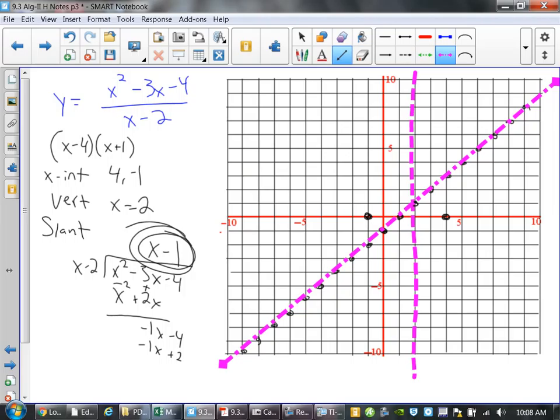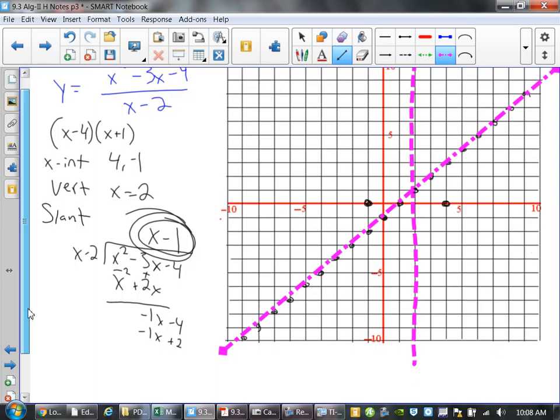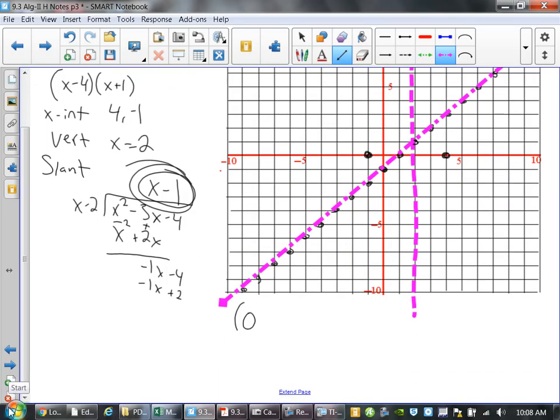This is all we can do. Now you could probably tell what points I'm going to start to pick. What's one that I'm going to pick real fast because it's easy? 0. Correct. Because what is negative 4 divided by negative 2? 2. So I know that at 0, it's 2.